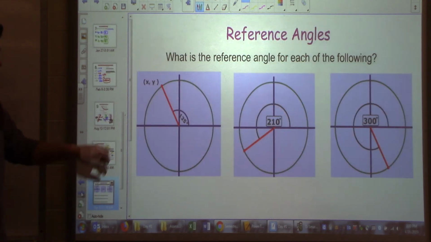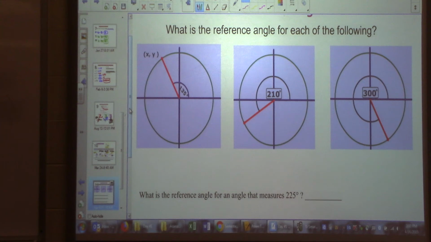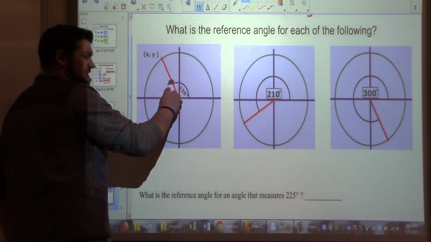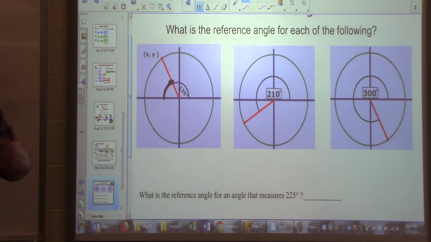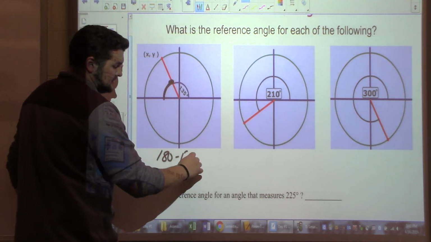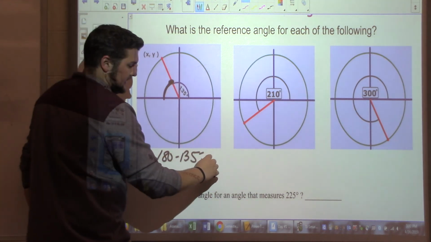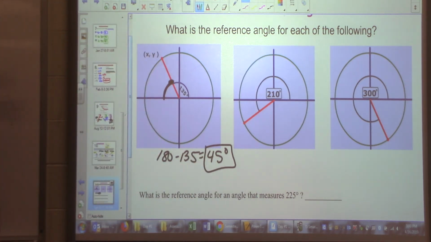Alright, let's try some. So we're looking for the reference angle for the following. The first one is 135 degrees. So my reference angle will be from that terminal side to the nearest x-axis. It's in quadrant 2, so what I would do to find it is take 180 and subtract off this part I already have. So I want this part here. I'd get a reference angle of 45 degrees.